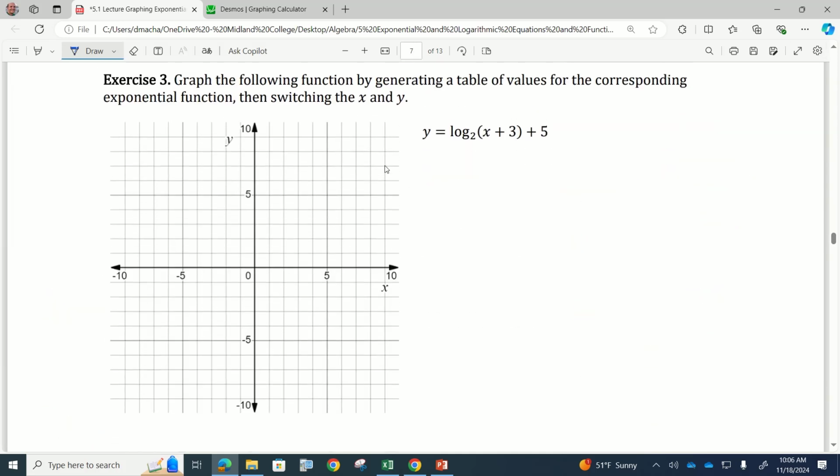If I get something more complicated, like graph this function, again, this is a logarithm function, and I don't want to make a table of values for a logarithm. Instead, I'm going to find the inverse function. The inverse function means I change the x into a y and the y into an x. And then I solve for y. So x minus 5 equals log 2 of y plus 3. What do I do next in order to solve for y?